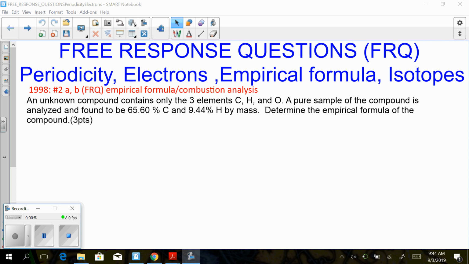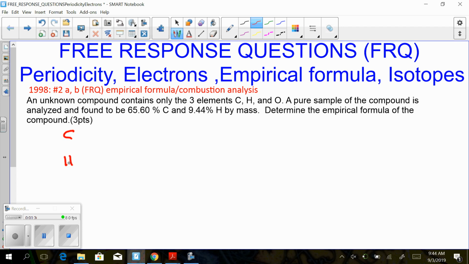Question number 2 in 1998 is a combustion analysis, which is a fancy empirical formula problem. They have an unknown sample that contains carbon, hydrogen, and oxygen, and a pure sample is analyzed and found to be 65.6% carbon. We have 9.44% hydrogen, and we want to know the empirical formula of the compound. Setting that up, we have 3 elements. Finding the empirical formula is really just finding the mole ratio of those 3 elements, carbon, hydrogen, and oxygen.